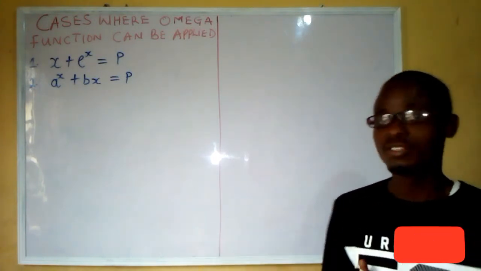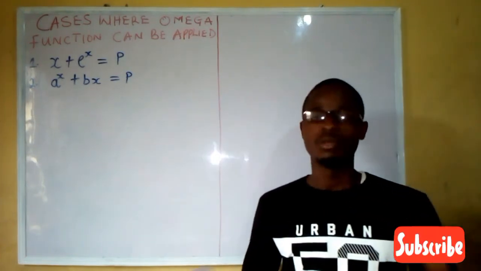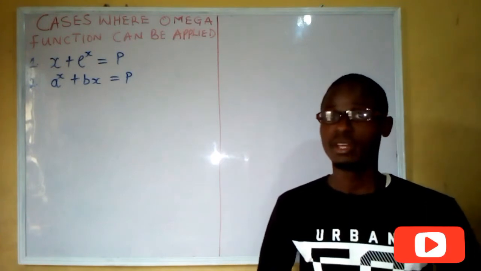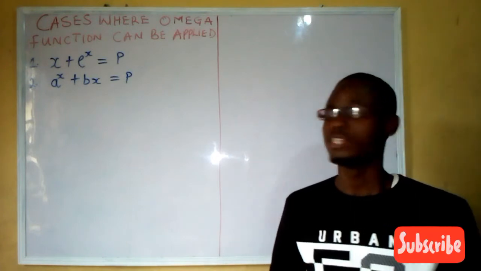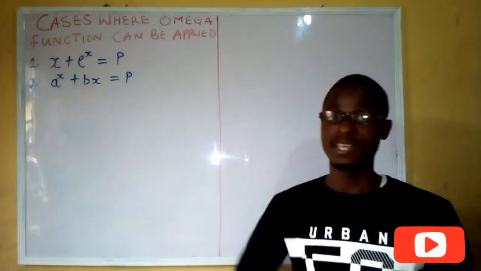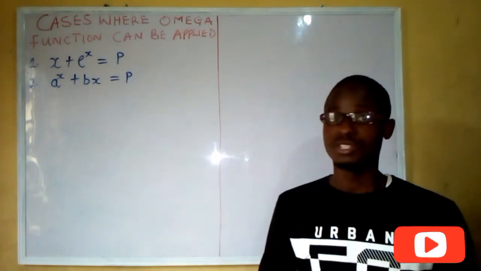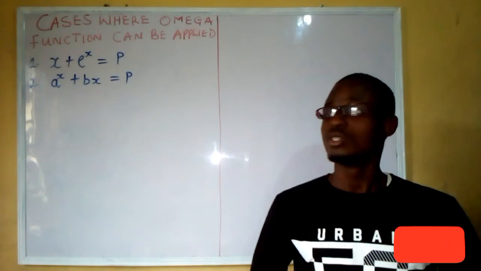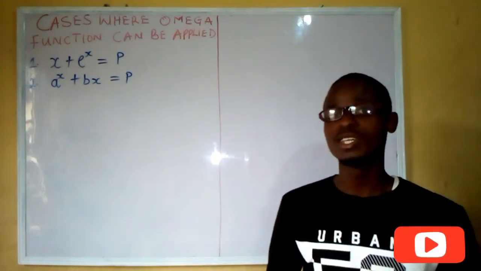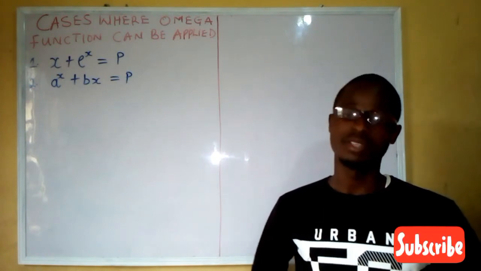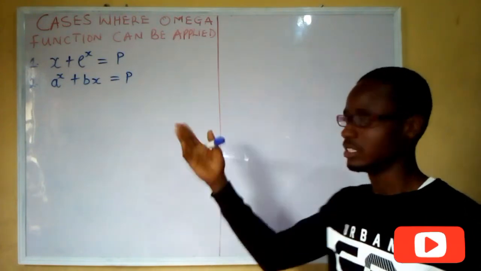Thank you. In the previous video, we talked about the Omega function, what the Lambert W function is all about, and the cases where it could be applied. We highlighted 8 cases in the previous video, and we derived a formula for just 3 of them. So here we're going to derive formulas for 2 more cases. Then we'll have 3 cases left, and that will be done very soon. So let's see how we can derive a formula for this.